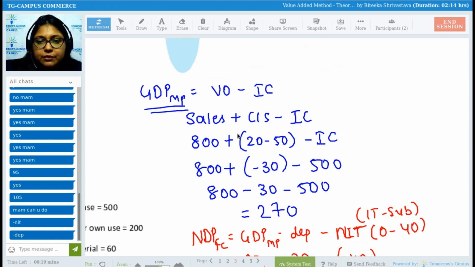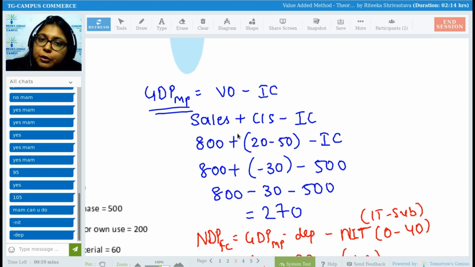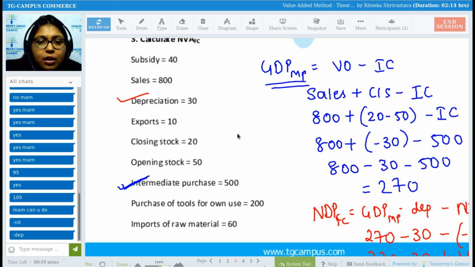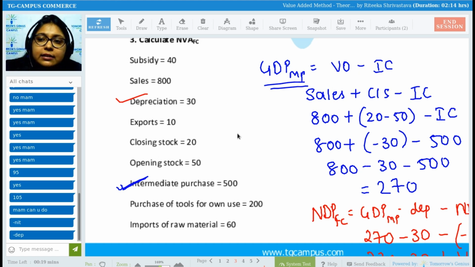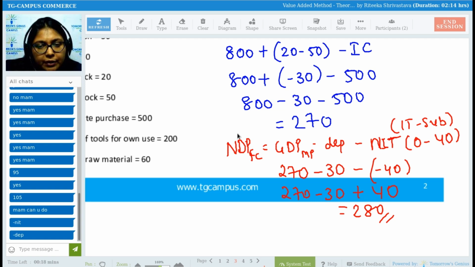So what you have to do is, first of all, find GDPMP, value of output minus intermediate consumption. Value of output directly was not given, so we took the more detailed formula, sales plus change in stock. Sales is given to us as 800, so we wrote 800. Change in stock is not given directly. They have given an opening stock and closing stock. So change in stock we know is nothing but closing stock minus opening stock, so 20 minus 50. Intermediate consumption is nothing but intermediate purchases, so that is 500. We solved it and got GDPMP as 270.